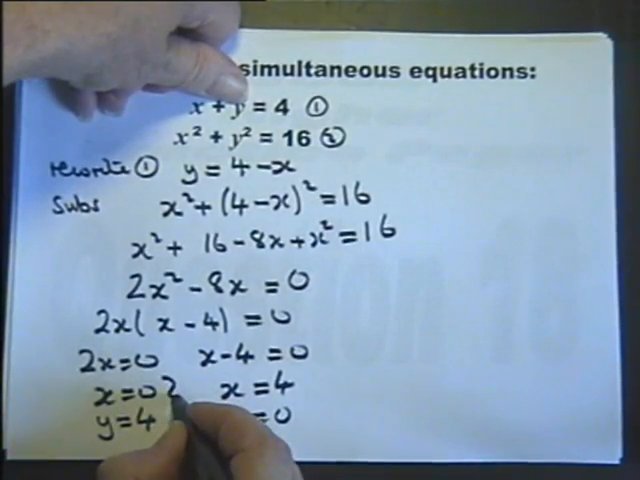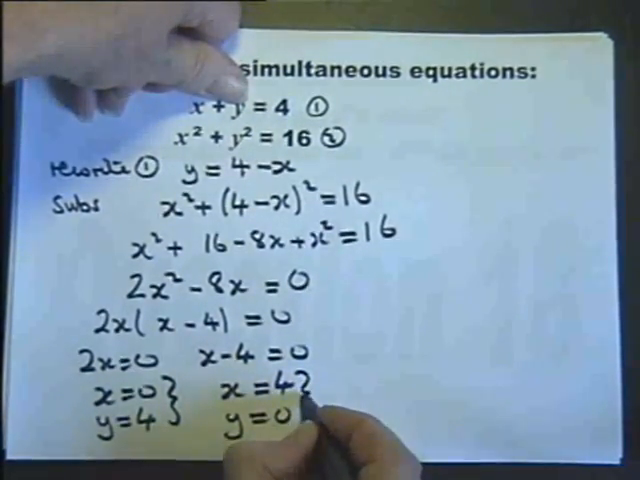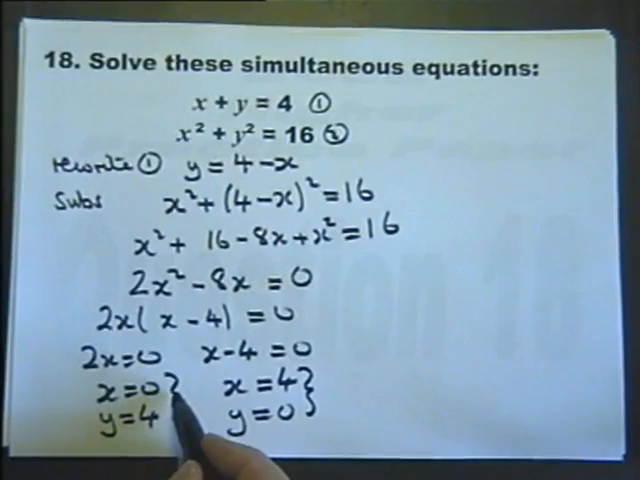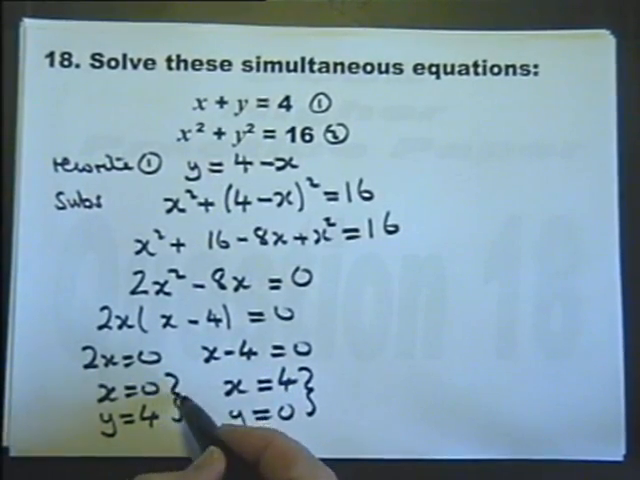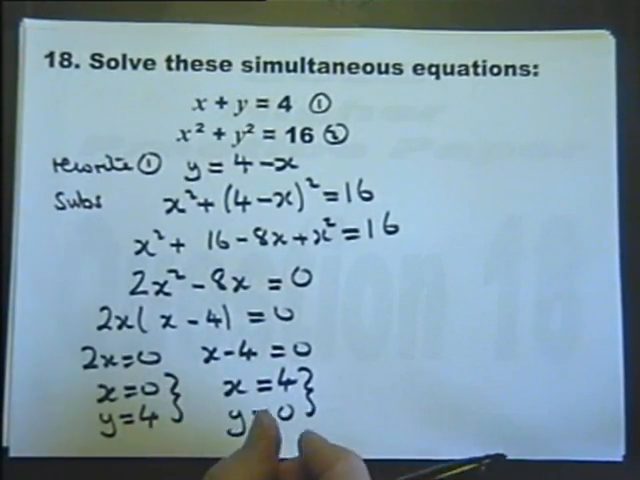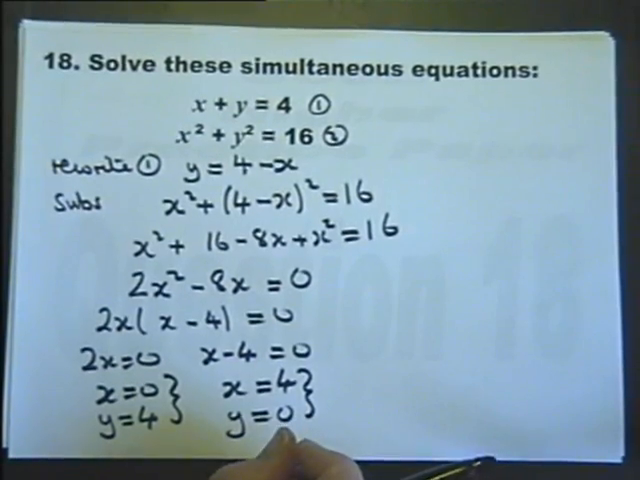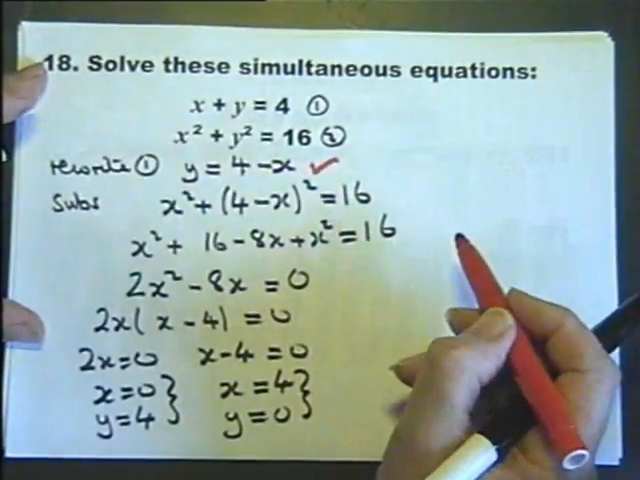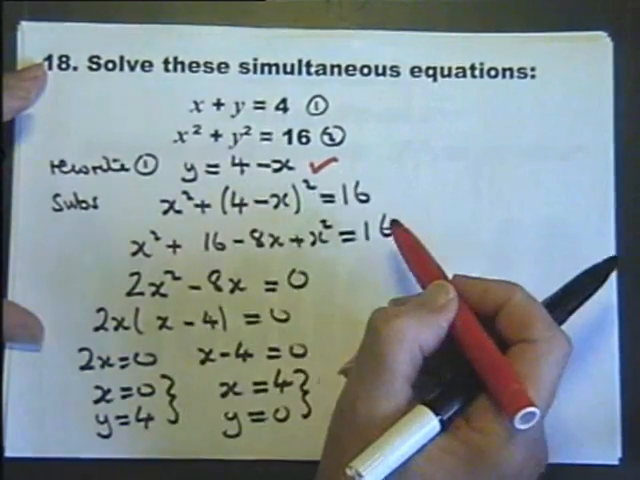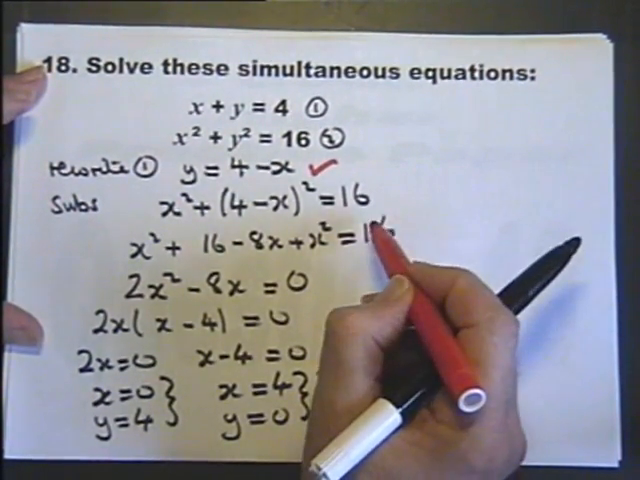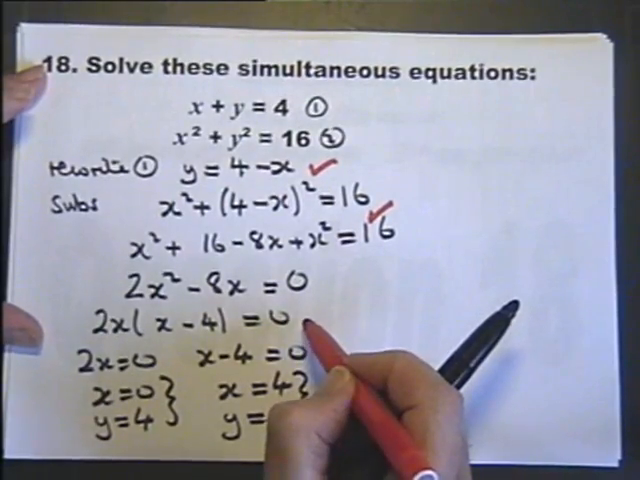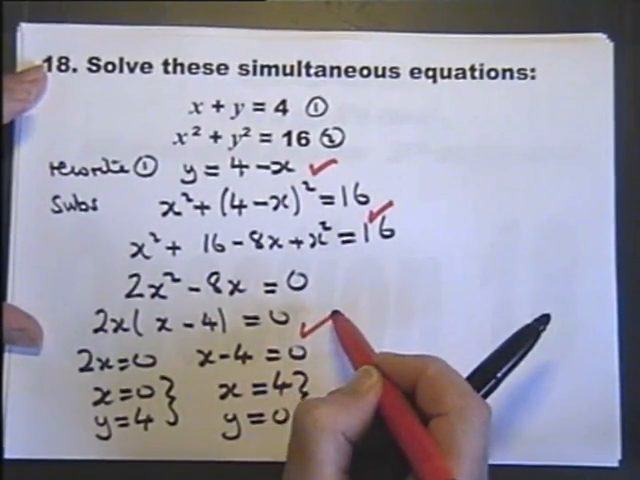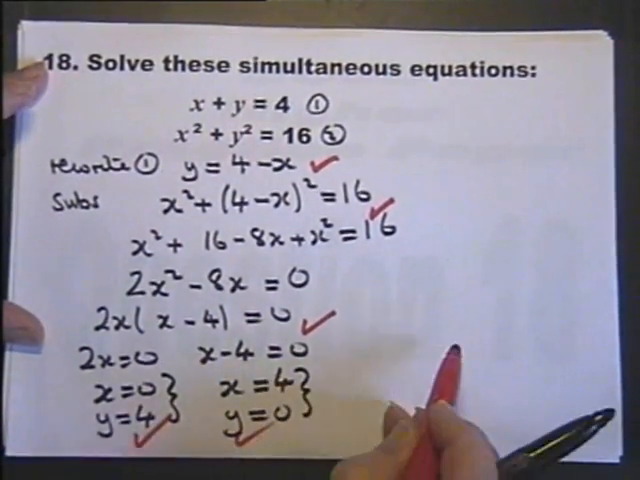So I've got this pair of answers and this pair of answers, which I was always taught to link together like that, to say these answers go together, these answers go together. Let's look at some marks for that. 1 mark for rearranging the equation to make one of those the subject, 1 mark for the substitution, another mark for tidying up and factorising it, and then 1 mark for each of these pairs of answers.